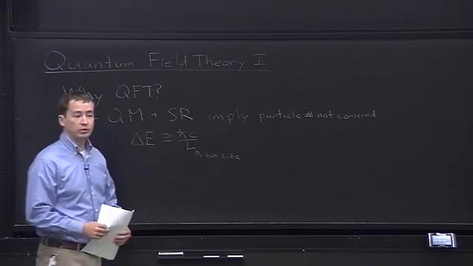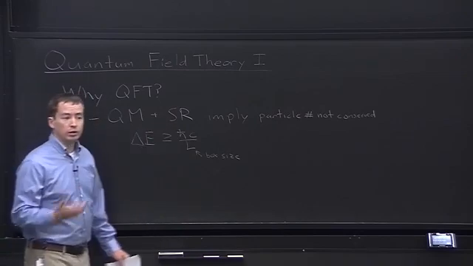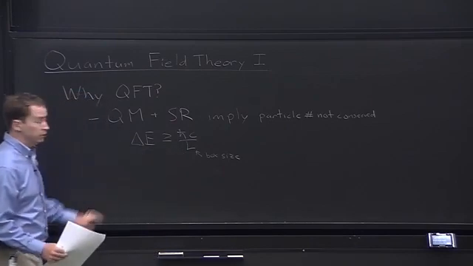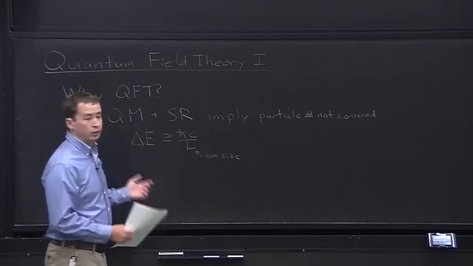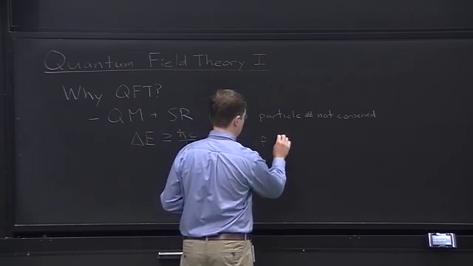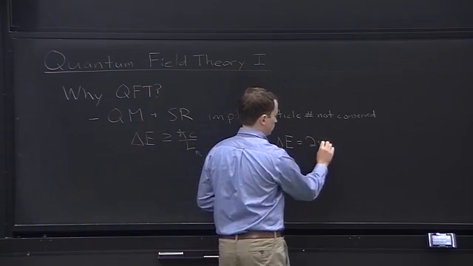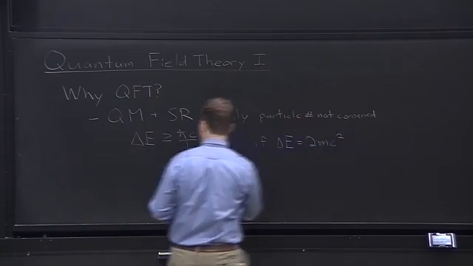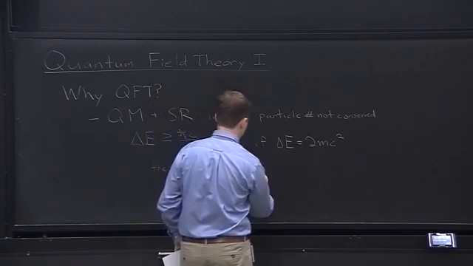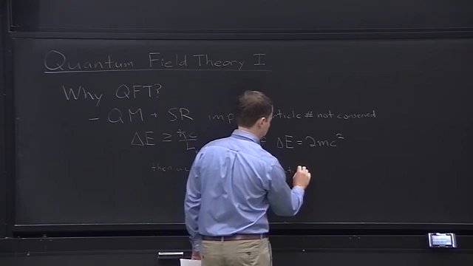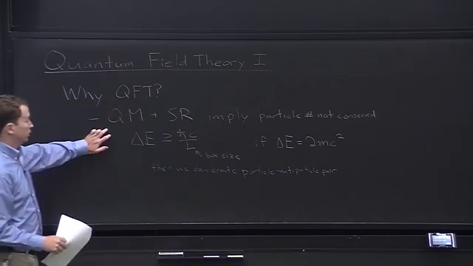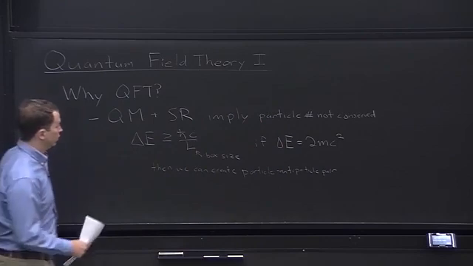But on the other hand, Einstein's special relativity relates mass and energy. So if we make the box small enough, we can make the uncertainty in energy large enough so that we have enough energy to create a particle-antiparticle pair. So if delta E is 2mc², then we can create a particle-antiparticle pair. And there's no way to deal with particle non-conservation in ordinary non-relativistic quantum mechanics. So we need something more general.